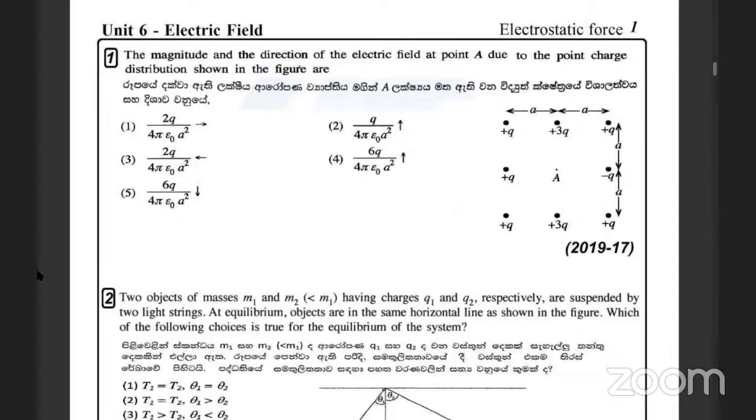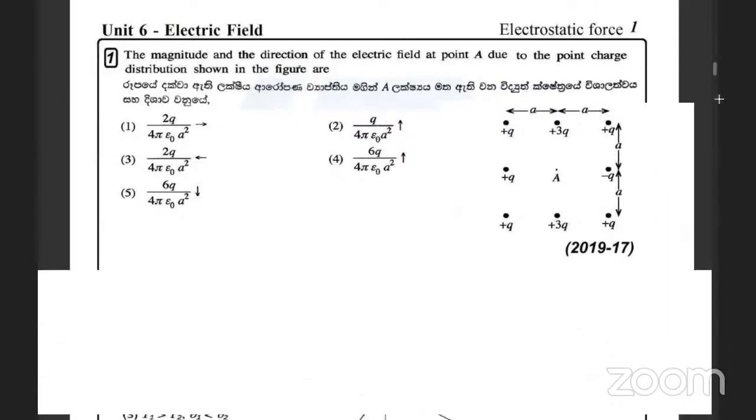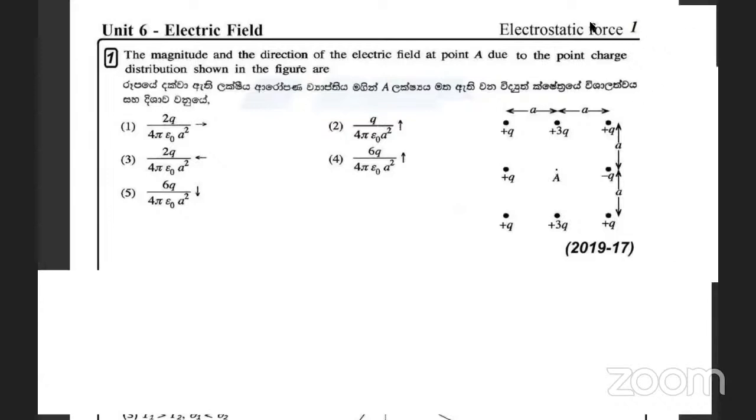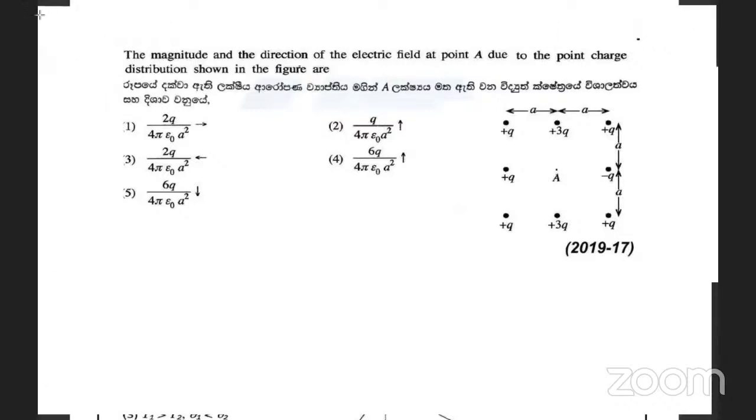So we were allocating colors for the specific charges. We are supposed to find the resultant electric field intensity at point A. Point A is in the middle, as you can see, right? So I was quickly giving colors for each of those charges to mark the electric field intensity resulted by this charge at point A.